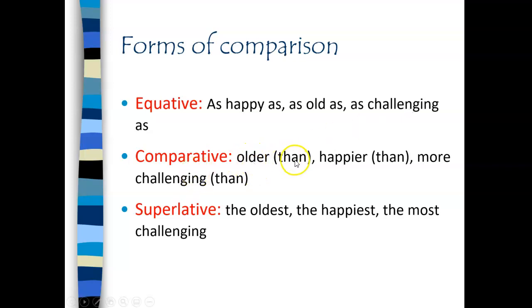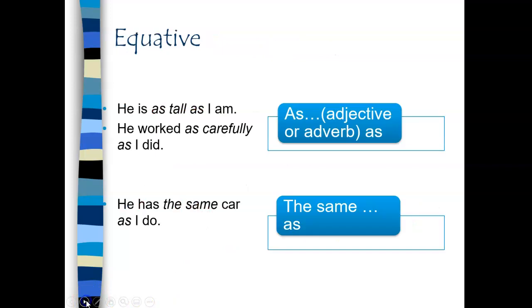Comparative, I could say older than, happier than. The "than" is not always necessary, of course, or more challenging than. We'll look at how to form those in a moment. And superlative is the structure with "the" and "est": the oldest, the happiest, the most challenging.